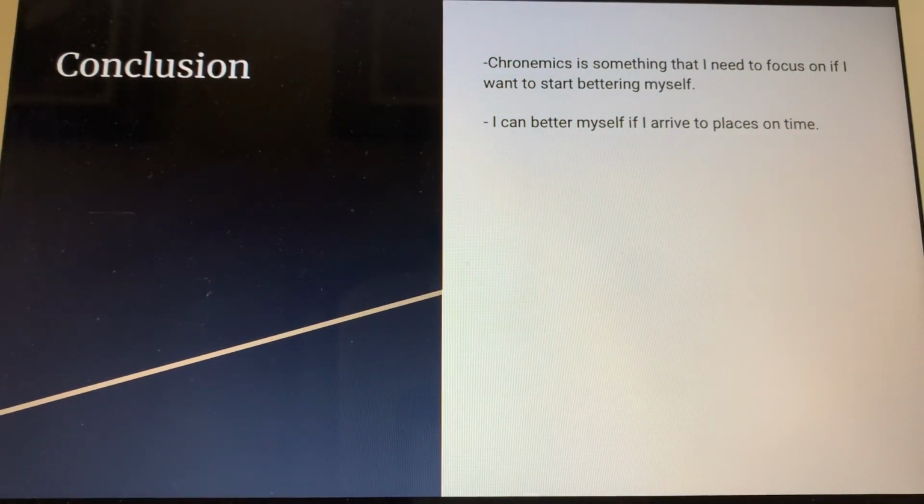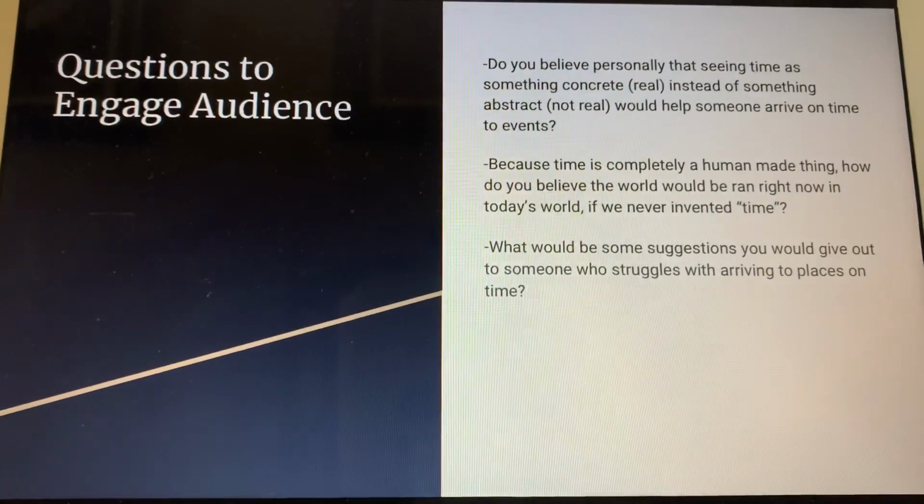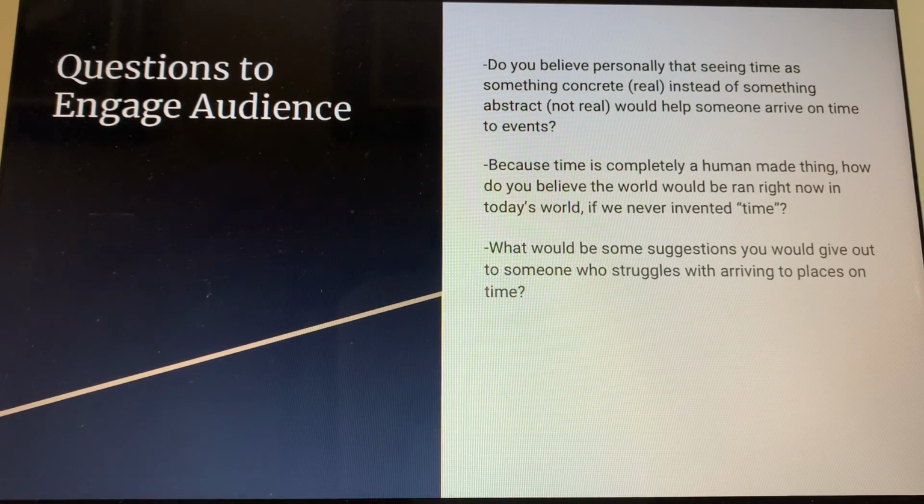So for my conclusion, chronemics is something that I need to focus on if I want to better myself, and I can better myself if I arrive to places on time. And here is a slide to just engage the audience since we can't meet in person anymore.